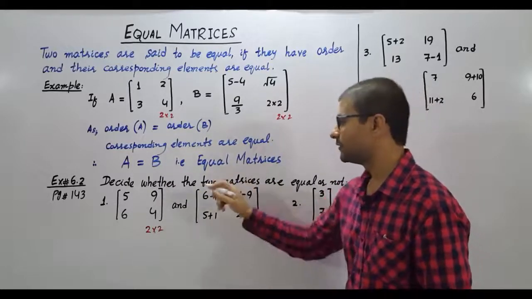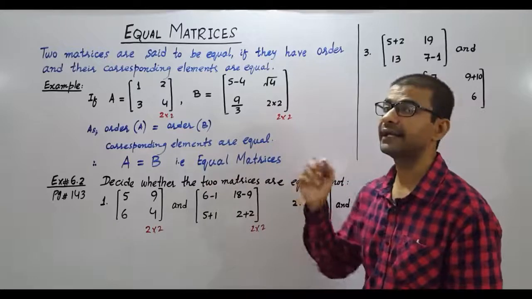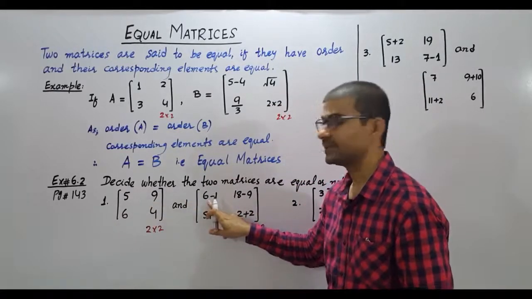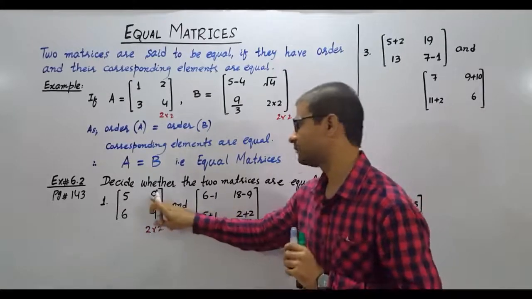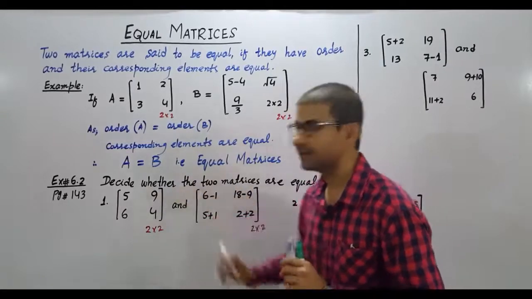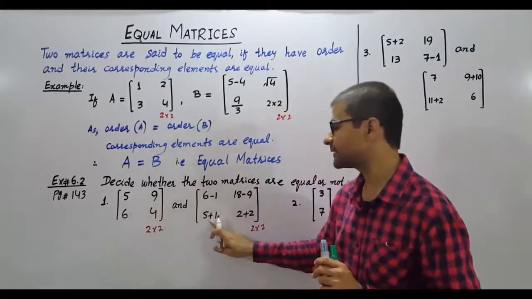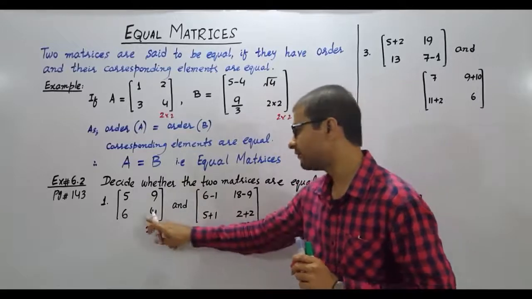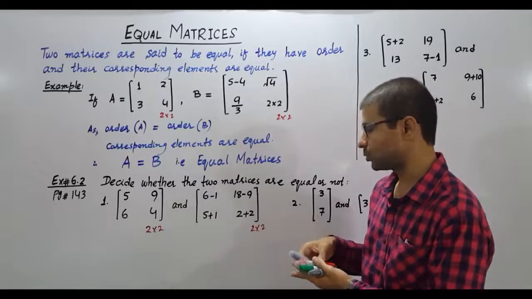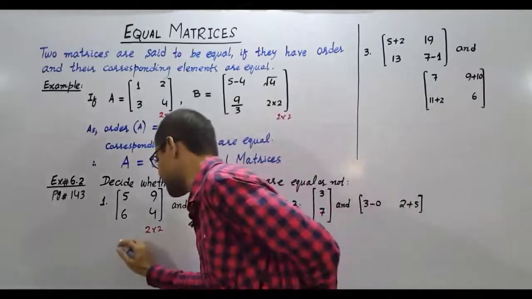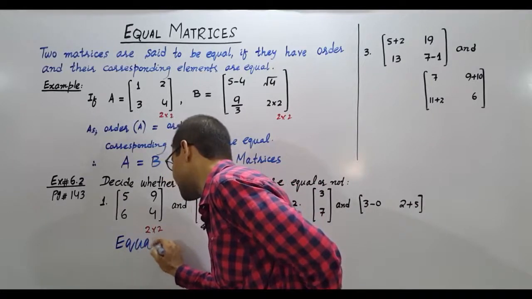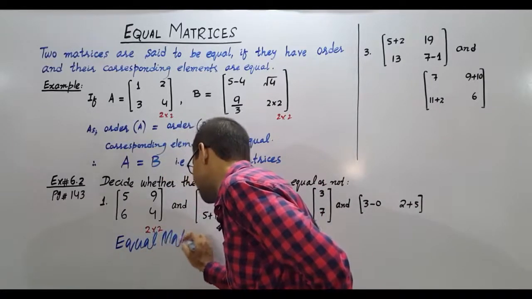Now observe their corresponding elements. Are they equal or not? 5 equals 6 minus 1; yes, 5 equals 5. 9 equals 18 minus 9; 18 minus 9 is 9, so 9 equals 9. 6 equals 5 plus 1; yes, 6 equals 6. 4 equals 2 plus 2, 4. Yes, they are equal matrices. So in question 1, both matrices are equal.